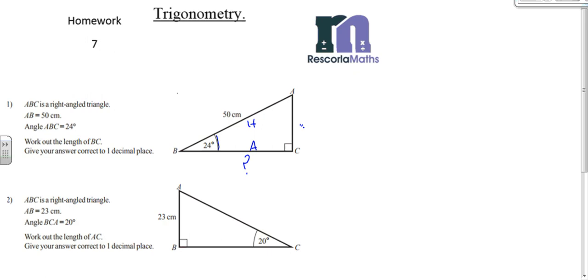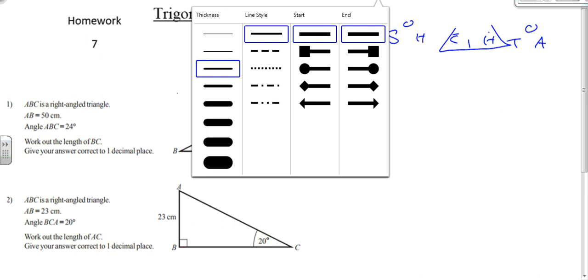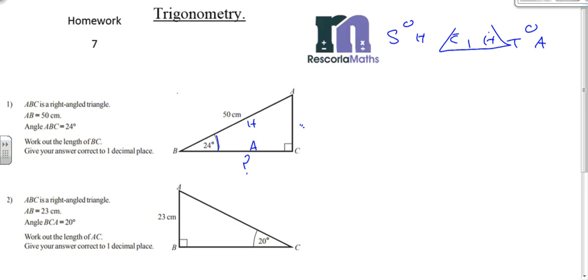So using the SOHCAHTOA, S-O-H-C-A-H-T-O-A, the one that we're going to be using in this question is CA, because we're looking for the adjacent and we've been given the hypotenuse. So if you cover up the A, it's going to be C times H. Now what that actually means is cos of the angle, so the adjacent equals cos of the angle, which is cos 24, times by the hypotenuse, which is 50.